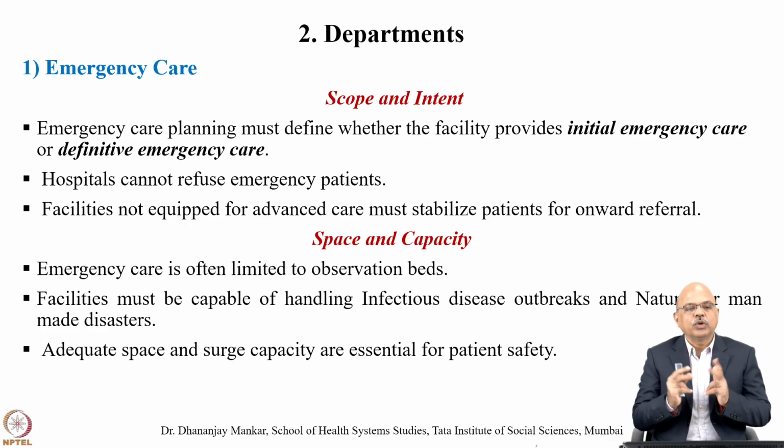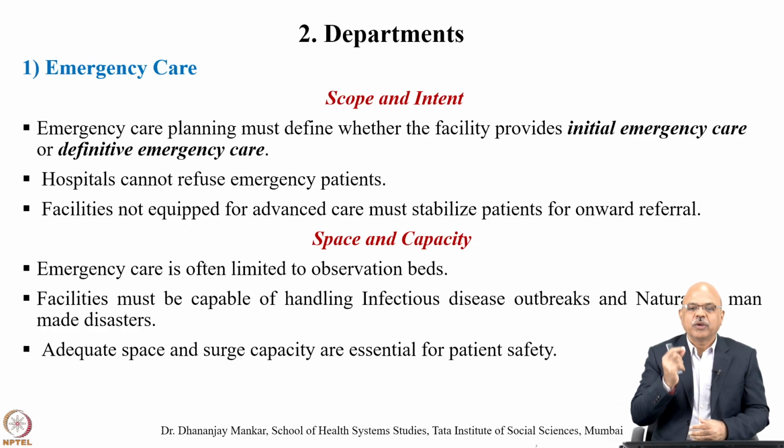So these are the two different things. A hospital cannot refuse an emergency patient, and a hospital is a place where emergencies come without any notification. Facilities not equipped for this advanced care must stabilize patients before onward referral. If there is a reason that you have to refer, you need to prepare that and put it up to the patients and patient relatives.